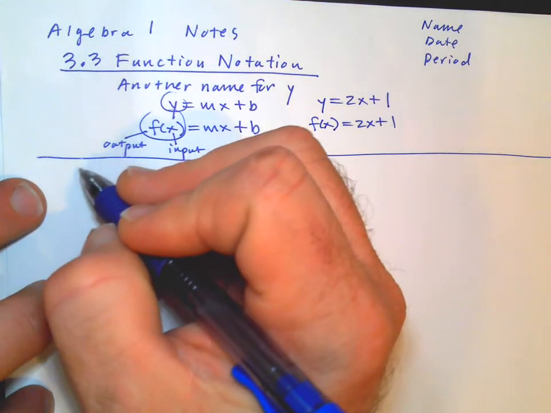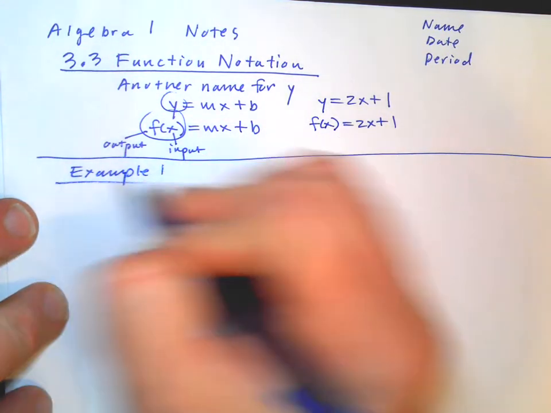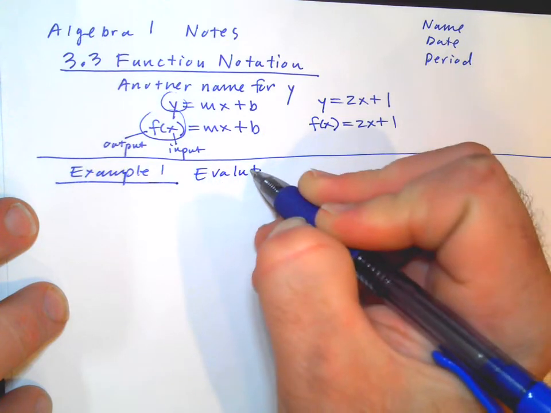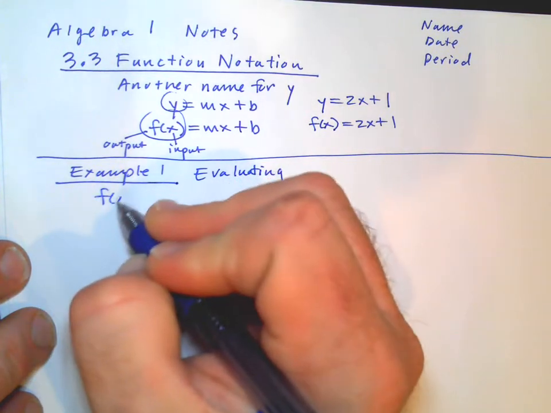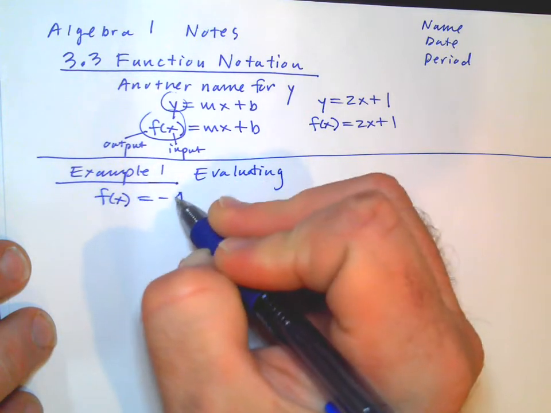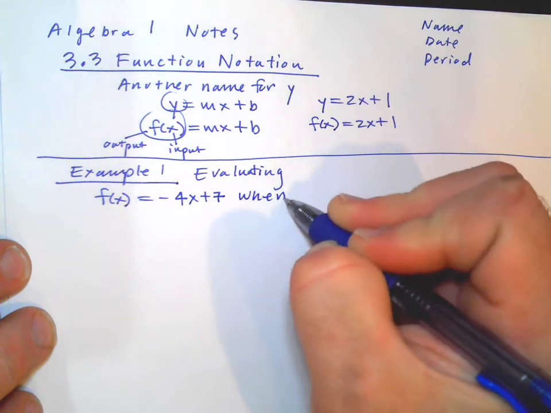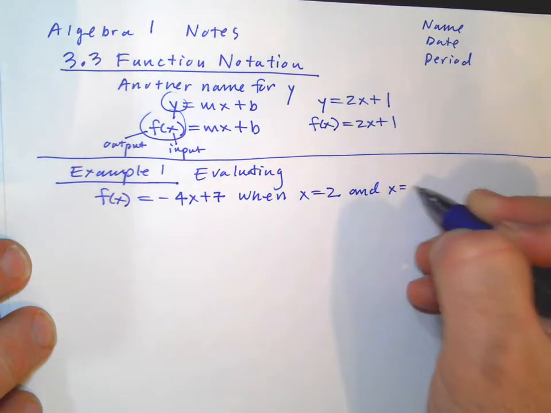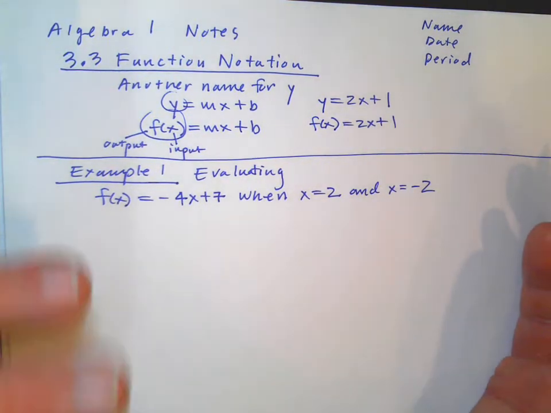So let's look at some examples using it. Example 1. We're going to look at evaluating function notation. So you're going to be given a function, let's say, for instance, negative 4x plus 7, and you want to evaluate it when x equals 2 and x equals negative 2. So this is like two separate problems, two plug-ins. They're giving you the x's, and we want to get the y's out like we've done before.